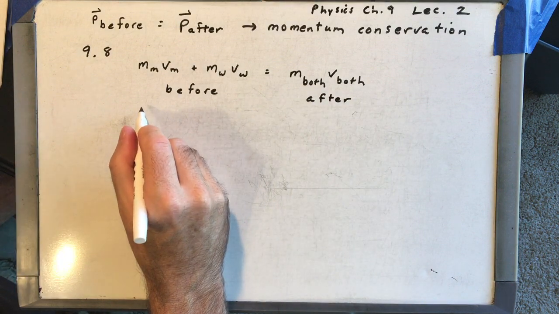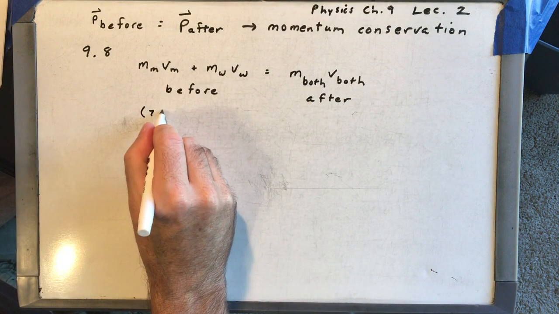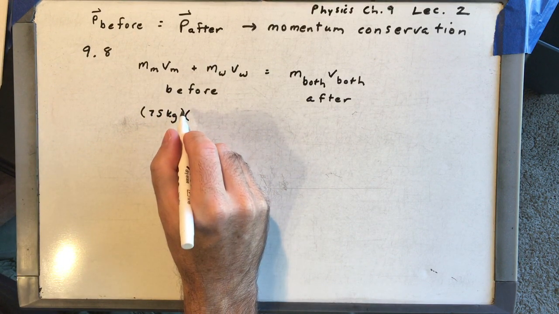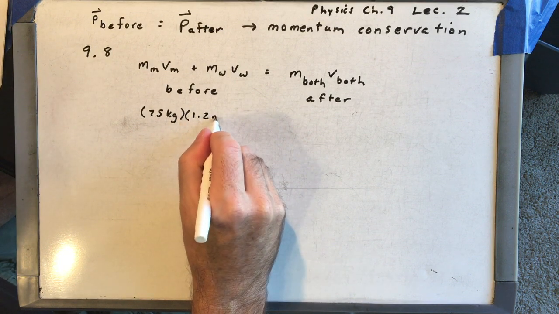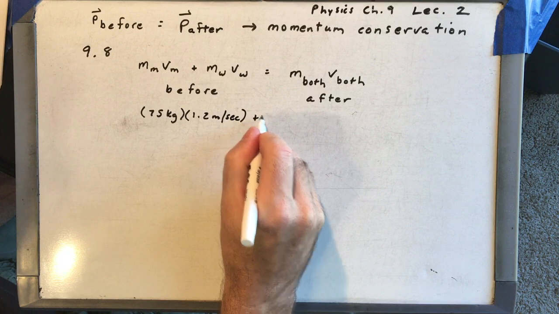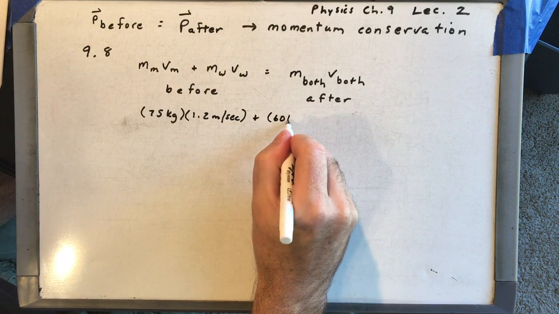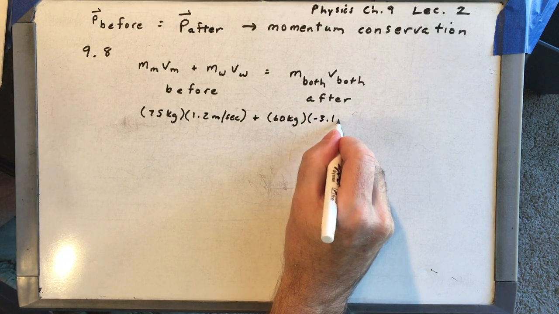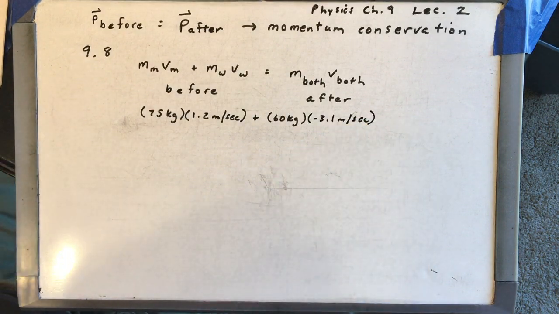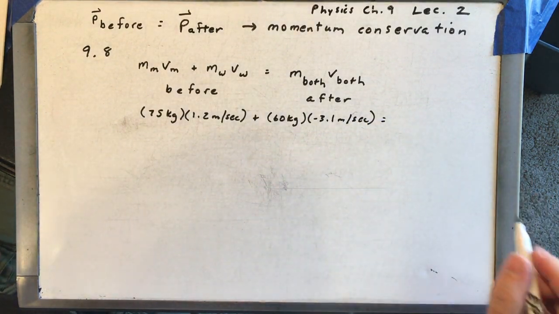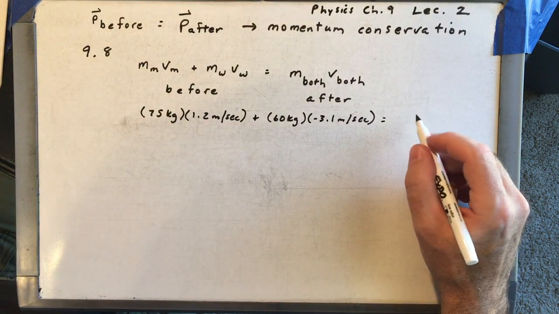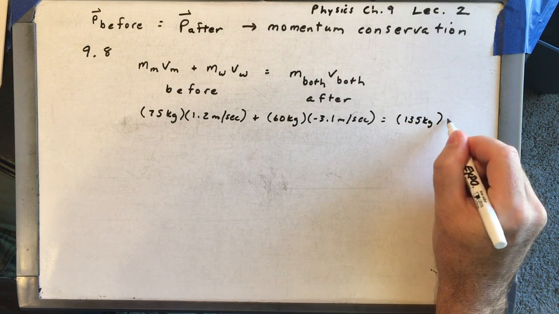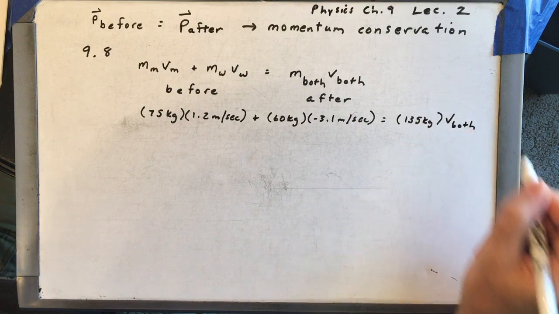All right, so the man is 75 kilograms. He's moving at 1.2 meters a second. The woman is 60 kilograms. She's moving in the negative direction, negative 3.1. And I wish I'd started further to the left. The mass of both is going to be 75 plus 60, so that's 135. And we're trying to figure out the velocity.